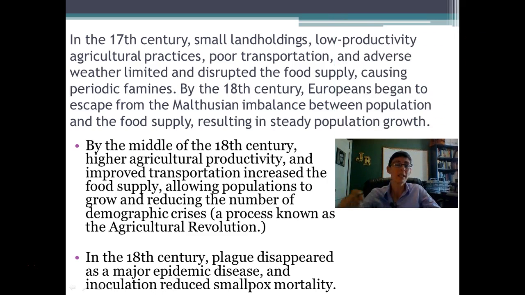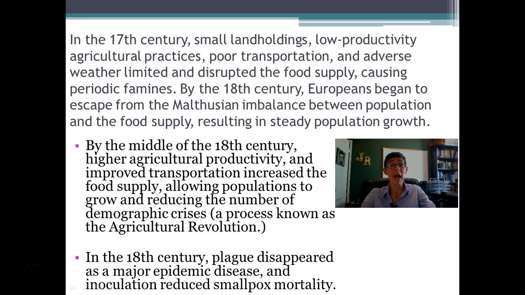All right, so in the 17th century, you have small land holdings, low productivity agricultural practices, poor transportation, and adverse weather that limited and disrupted the food supply. Much of Europe at this point had not yet figured out how to take their agricultural industries and make them more efficient, finding ways to produce more crops with smaller resources, same land, things like that. Transportation was terrible. You don't have a lot of good roads. You don't have a lot of ways other than walking and horseback for people to get around.